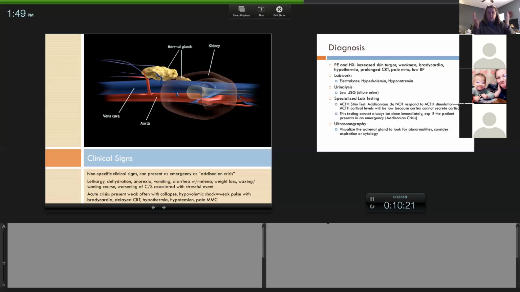So the sooner you understand perfusion and what that actually means, the better. You push the gums, they should immediately get pink within a second or 2. But in these guys, it's usually greater than 2 seconds. They're pale. They tend to be hypothermic, although it doesn't always present as hypothermia. And when you take their blood pressure, they're hypotensive.